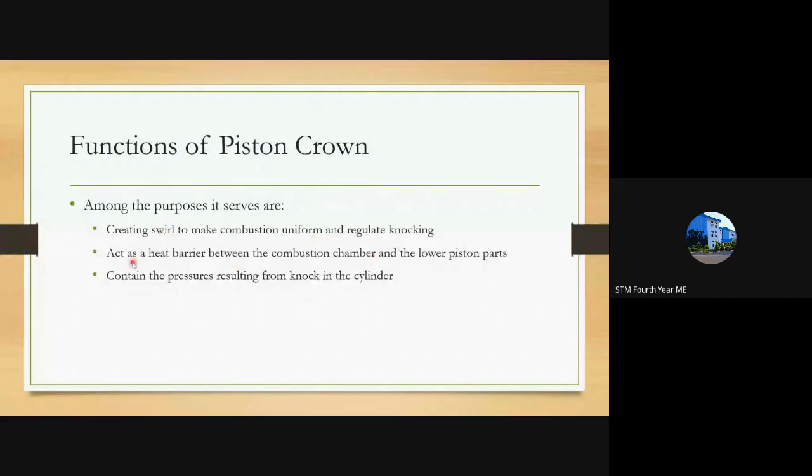Next is to act as a heat barrier between the combustion chamber and the lower piston parts. So what are the lower piston parts? The piston pin, piston rings, the piston grooves, then comes the bearing underneath the piston, also the small end of the connecting rod. They are protected by the heat barrier. So the major heat will be on top of the piston crown, while the others will be lesser.